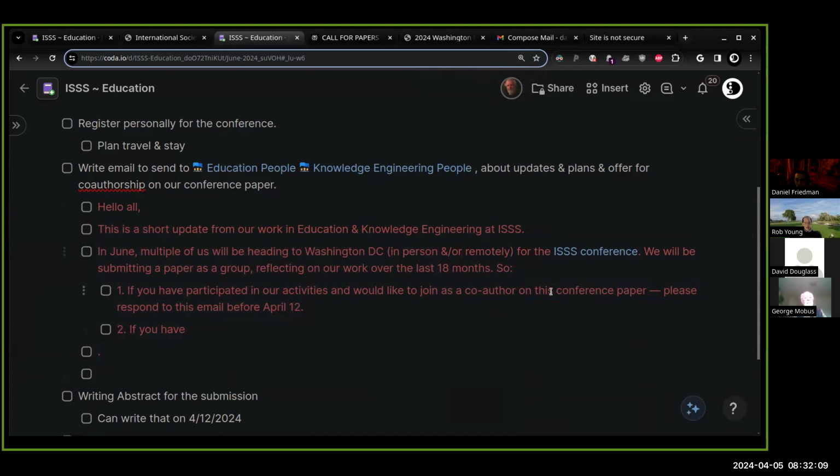I'll be there both in person and remotely. Attendance has already doubled.